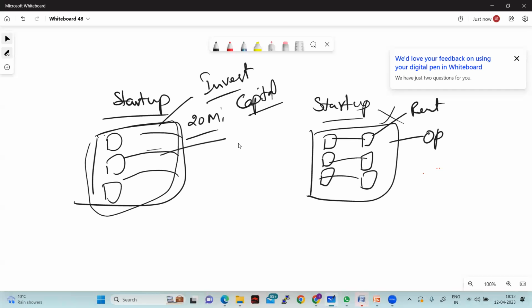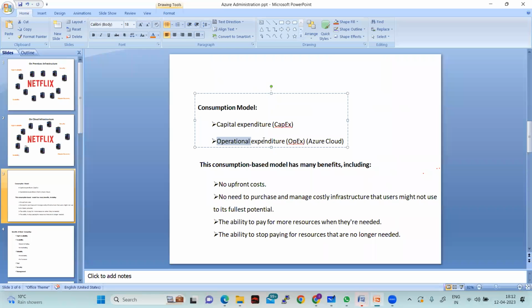So that is the reason why cloud computing is basically pay as you go. It means you pay for what you use. If you don't use it, then don't pay. That model is basically called operational expenditure. The example for this operational expenditure is cloud computing, which is also called Azure cloud. There are other clouds as well. You take the services and then make use of them. If you don't want them, then just don't use them and don't pay. This is pretty much how this model really works.